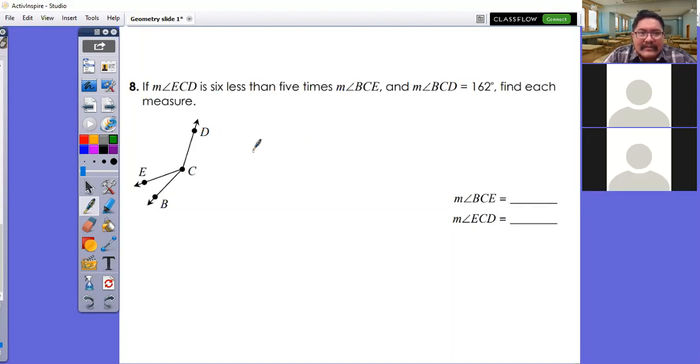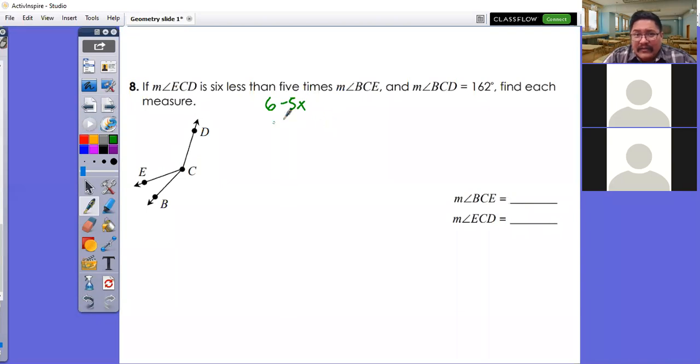All right, so let's see. It looks like we're given word statements for our expressions. So ECD, that's this one right here, is 6 less than 5 times. So what does that look like? 6 less than 5 times.